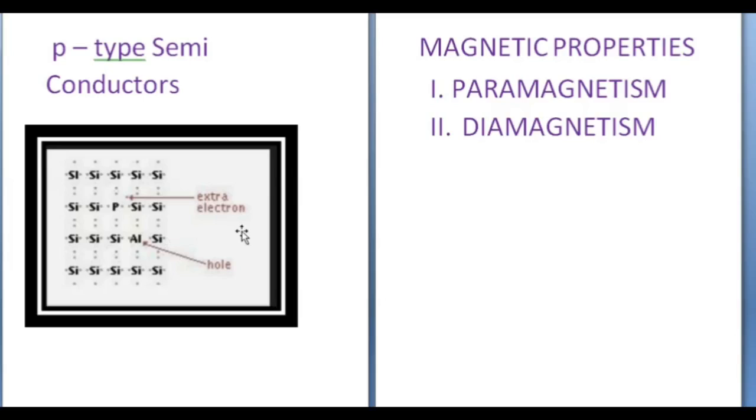Now each electron in an atom behaves like a tiny magnet. Its magnetic moment originates from two types of motions. First is the orbital motion around the nucleus, and second is its spin around its own axis. Just like Earth is revolving around its own axis as well as moving around the sun. So here also there are two types of motion.